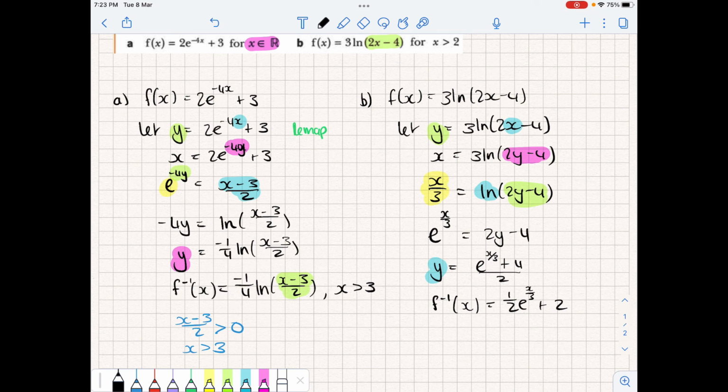Okay, and unlike the log function, there is no domain restriction for this function, because an exponential exists for all values of x. The way we state that is we just say x is an element of all the real numbers, meaning there's no domain restriction.